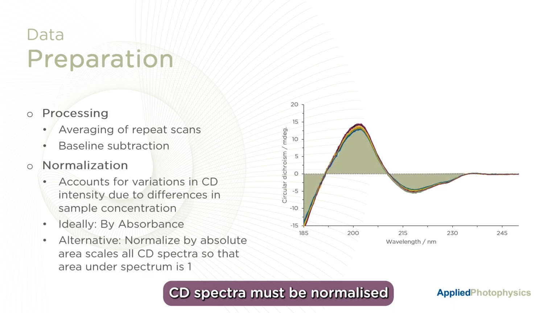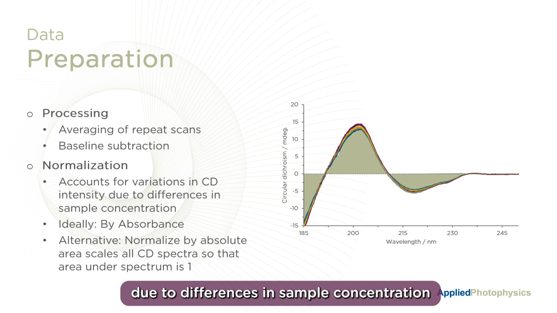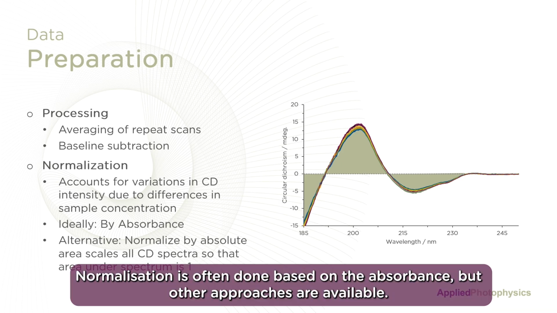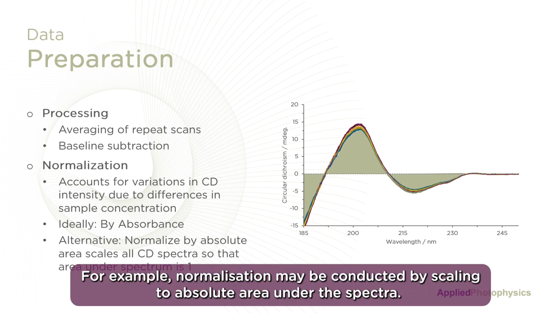CD spectra must be normalized to account for variation in CD intensity due to differences in sample concentration, because we are only interested in spectral differences that arise solely due to structural differences. Normalization is often done based on the absorbance, but other approaches are available. For example, normalization may be conducted by scaling to absolute area under the spectra.